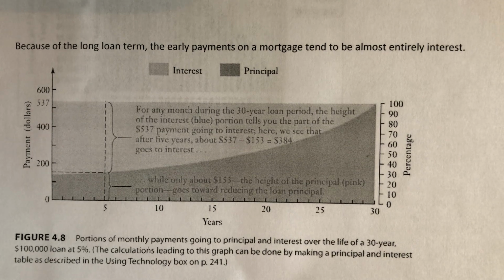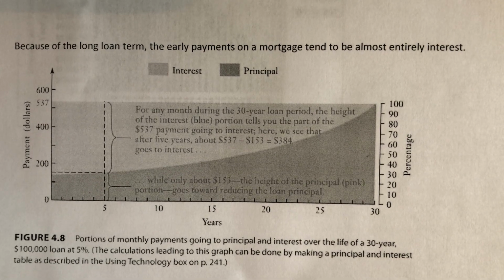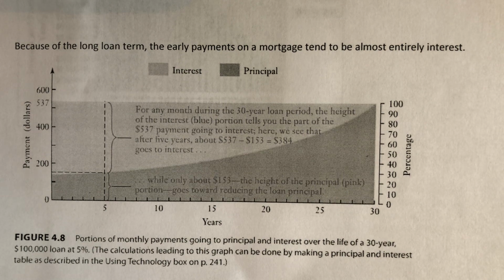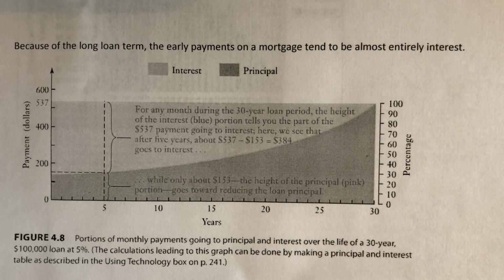Okay, and so over time, it slowly starts paying off the principal, which means slowly more and more gets paid to principal, until towards the end, after 30 years, the majority of what you're paying is actually going to principal.